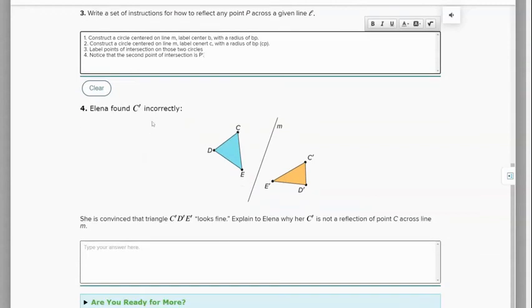Elena found C prime incorrectly. Ooh, what'd she do? Do you see it? E looks good, D looks good. She's convinced that C prime, D prime, E prime looks fine. Explain to Elena why C prime is not a reflection of C across line M. What would you tell Elena? Okay, go ahead and kind of think about that one real quick.